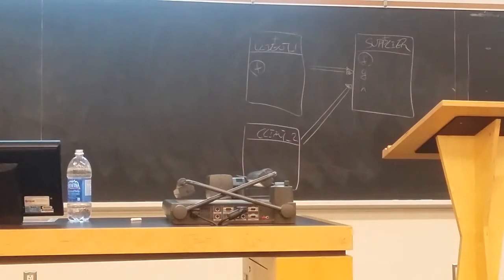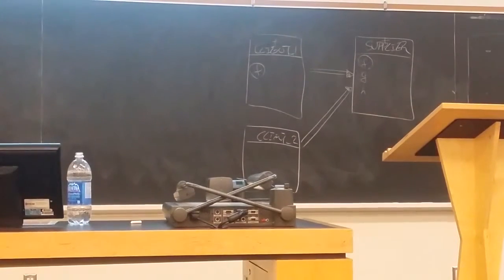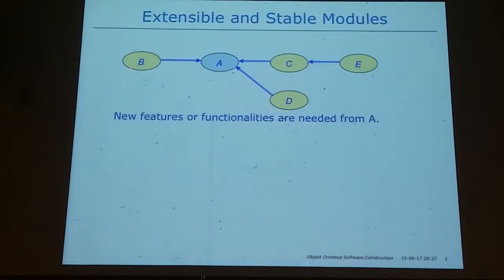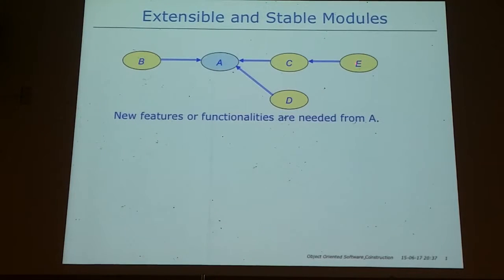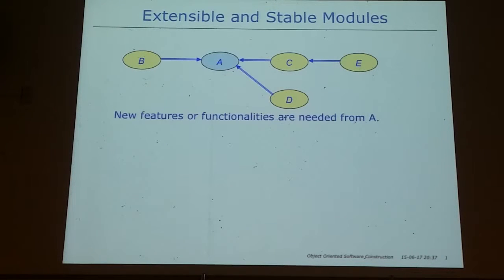Let's have a look at the slides. So now, okay, so let's say we have A here. A is the supplier of B, C, and also you can see that indirectly, E is also the client of A. Because you can see E is a client of C, and C is a client of A. So somehow it's indirect. Okay, either indirect or direct. So A, the existing implementation for A has so many clients here. So now, our problem is we want to define some new features or new functionalities for A.